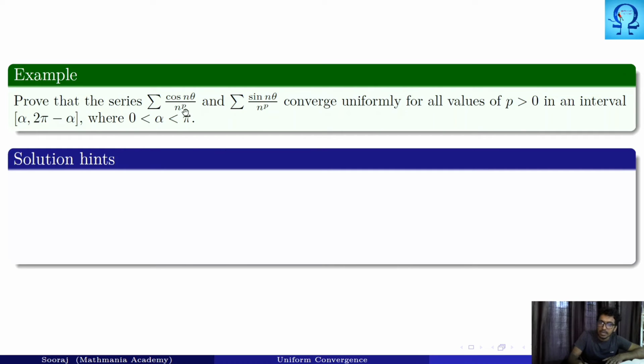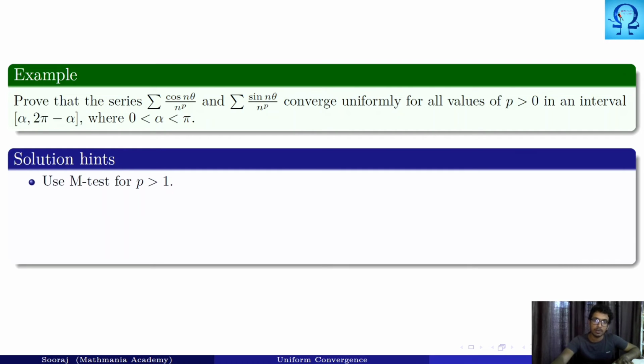Whenever your p is greater than 1, you can very well make use of the M test, that is, absolute of cosine n theta upon n to the power p is less than or equal to 1 upon n to the power p. So through the M test, for p value greater than 1, we can prove that it is converging uniformly.